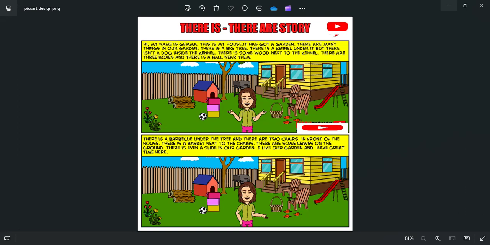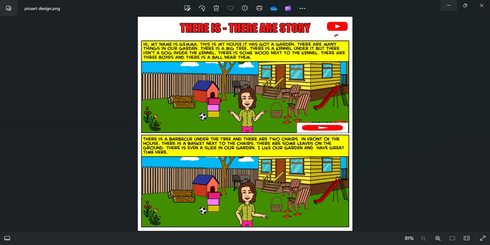There is a kennel here. This is where a dog usually lives. We call it a kennel, a dog's house. So there is a kennel, but there is not a dog in this kennel. No dogs. There is no dog. They have the house, but they don't have a dog inside the kennel.